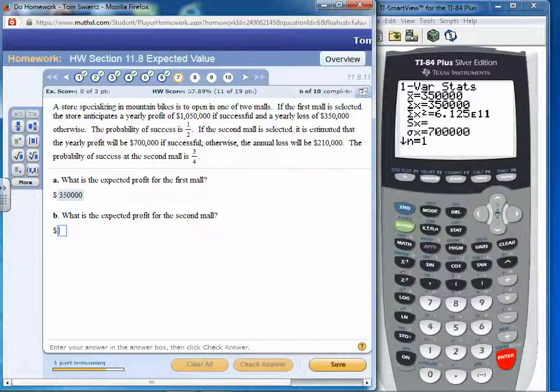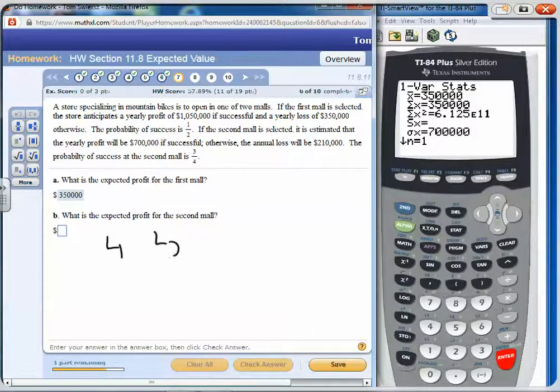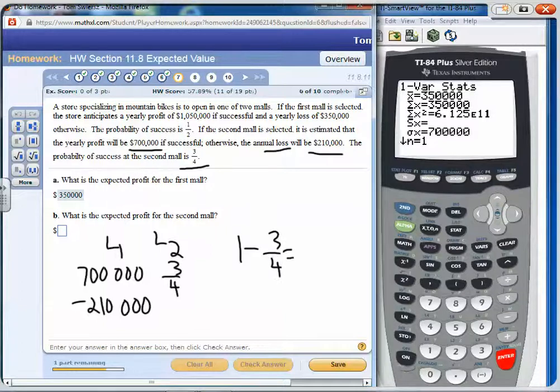Now, what is the expected profit of the second mall? The second mall is going to be, again, L1, L2. If it is successful, it's going to be 700,000. And otherwise it's going to be a loss of 210,000, so that's negative. Now the success is 3/4, so 3/4 goes here. The failure, the loss, the probability will be 1 minus 3/4, which is 4/4 minus 3/4, which we know is 1/4. So the probability here is 1/4. Again, we can go ahead and put in these probabilities.